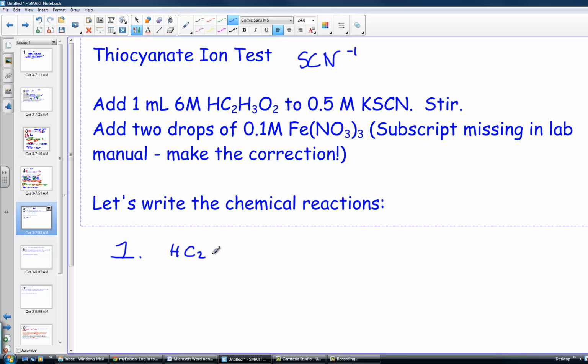First, we take some acetic acid, HC2H3O2. And again, just go to the chemical tray, draw up the acetic acid with a dropper pipette, and carry it back to your desk. Same thing with potassium thiocyanate. Draw some up, bring it back to your desk. Same thing with iron 3 nitrate. Draw it up, bring it back to your desk. So this requires 3 separate pipettes.